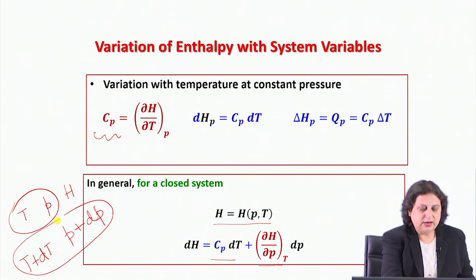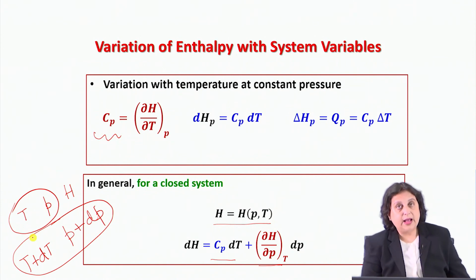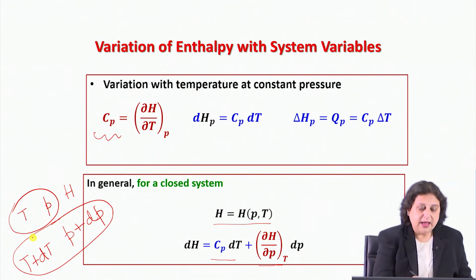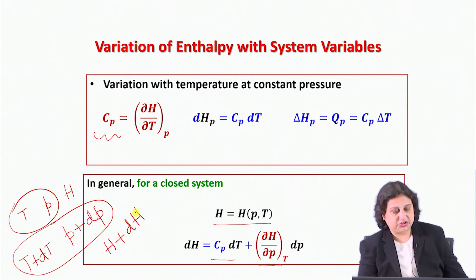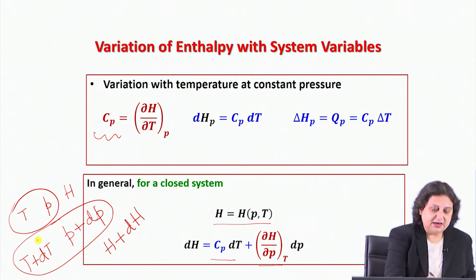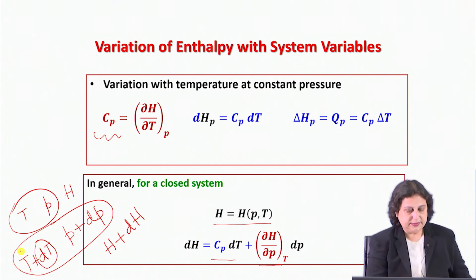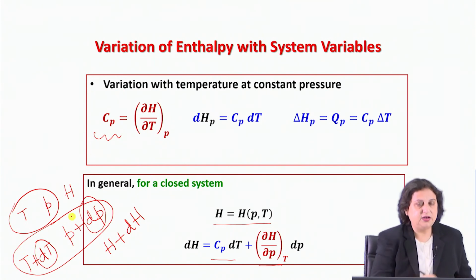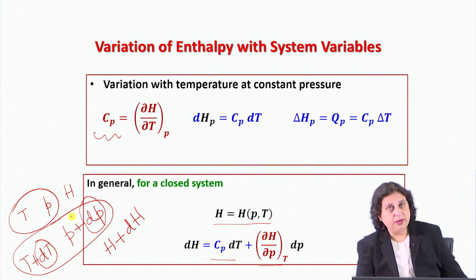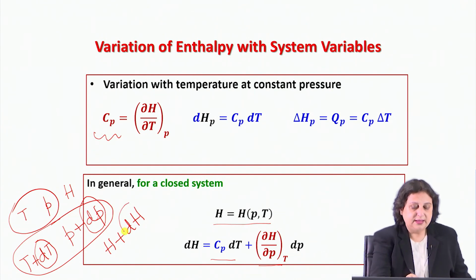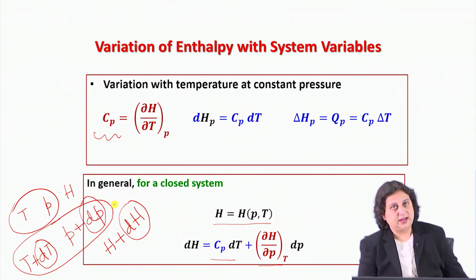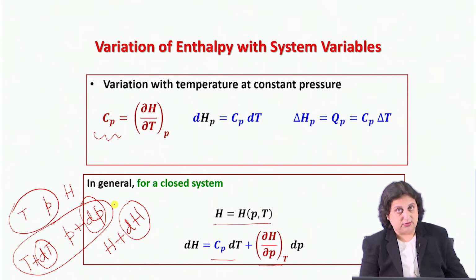For this final equilibrium state, what will happen to the value of H? H will now take up a value of H plus dH. So we are asking the question: if the temperature has varied by this amount dT and if the pressure has varied by this amount dP, what would be the corresponding variation in the value of H, and that is dH. And in general, dH is given by this particular expression.